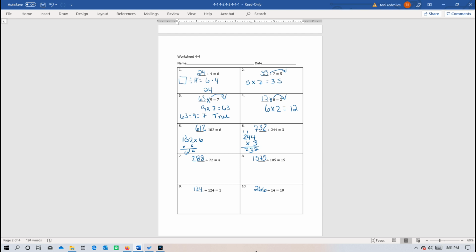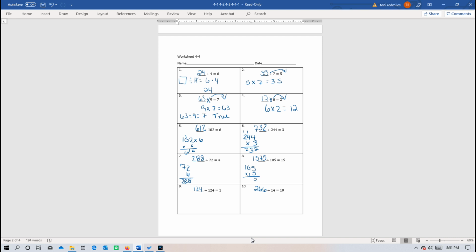And if I were to check that on a calculator, 244 does go into 732 3 times. If you want to check these with a calculator, go ahead, or you can do the math by hand to check them. Do not use the calculator to actually do your first round of math, okay?